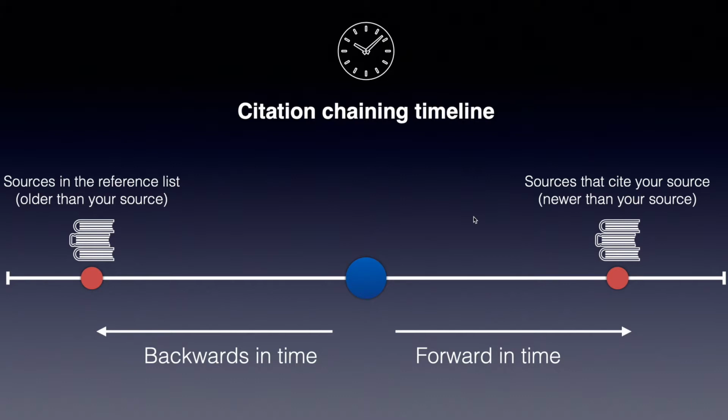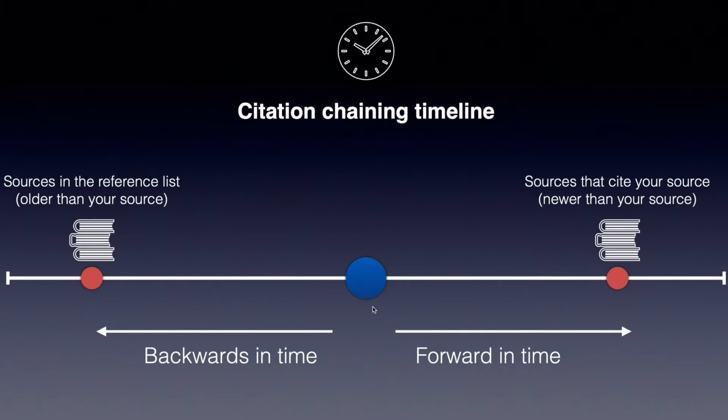In this video, I'm going to do a quick review of the citation chaining timeline and show you some tools for citation chaining. In the previous video, I talked about the importance of thinking of citation chaining as a timeline. In this example, let's assume that the blue dot is a source that we found, and we want to find additional sources based on that source.